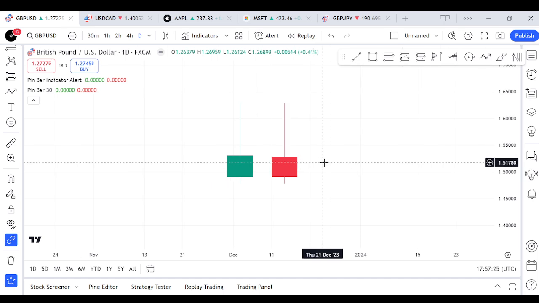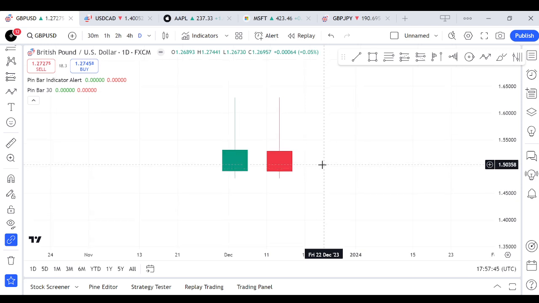Let's start with the pattern identification and characteristics. The bullish shooting star candlestick pattern is a key indicator of potential market reversals and is particularly significant when it appears at the end of a downtrend. Understanding its formation and characteristics is essential for traders looking to capitalize on bullish reversals.